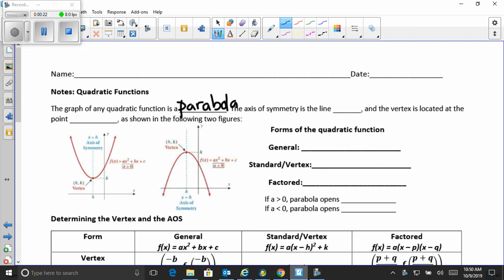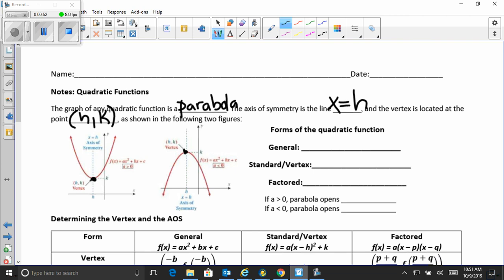The axis of symmetry is x equals h, and that's when we're in vertex form, but we'll look at vertex form and we're going to look at our general form and factor form. And the vertex is located at the point that we call (h, k). So the vertex is either the lowest point or the highest point you can see in those pictures. The axis of symmetry is the vertical line that would run through the vertex.